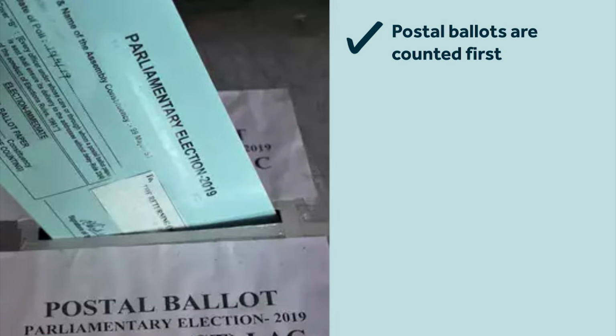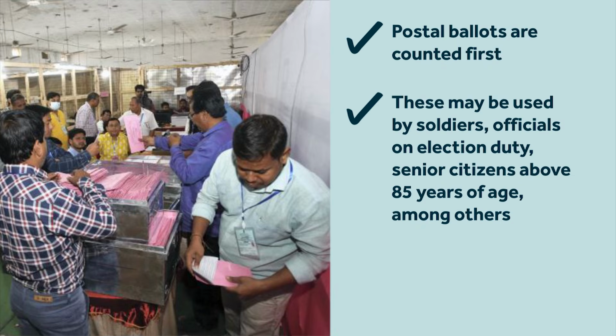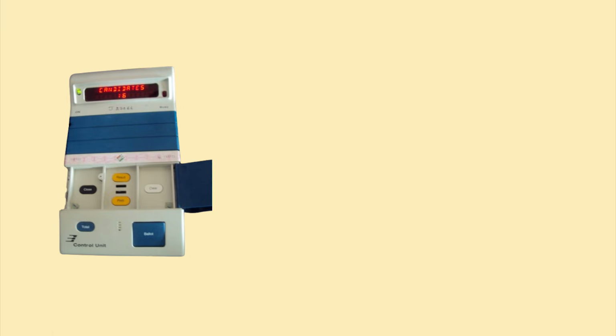On counting day, the first type of votes to be tallied are those from the postal ballots. Certain categories of people who cannot travel to the polling booth themselves can have their votes recorded through postal ballots. For example, soldiers posted away from the constituency, officials involved in the election process, and senior citizens above the age of 85 years.